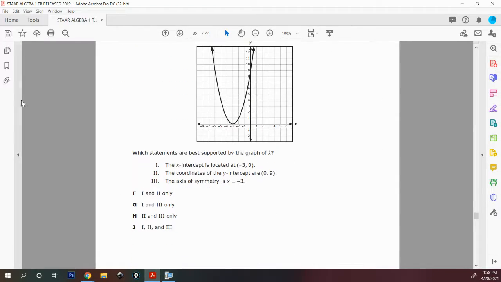All right, so which statements are true? The x-intercept is located at (-3, 0). Sure looks like it. The coordinates of the y-intercept are (0, 9). Yeah, it looks like it. The axis of symmetry is x = -3. That's the middle point. Sure looks like it. So I'm going to say all of them, 1, 2, and 3.